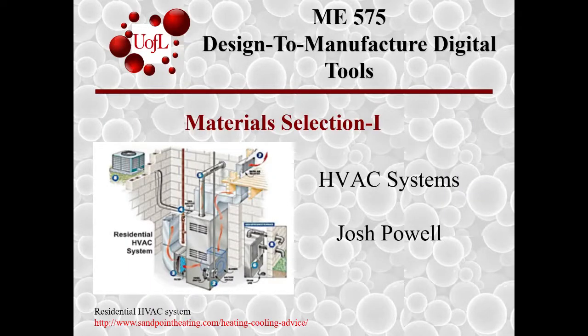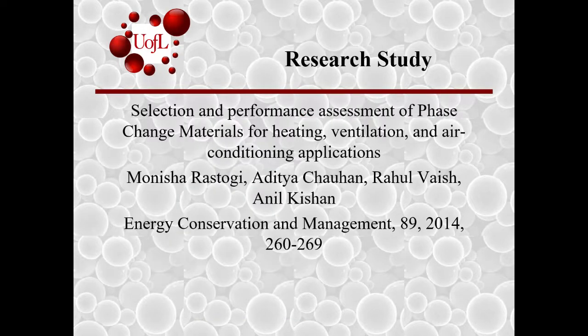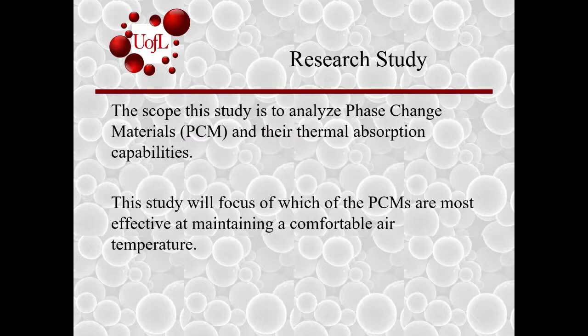Alright, in this study we're looking at HVAC systems. The title of this study is called Selection and Performance Assessment of Phase Change Materials for Heating, Ventilation, and Air Conditioning Applications. Phase change materials are useful for HVAC systems because they're able to store a lot of energy in between their phase changes. In this study, they analyzed the phase change materials, in particular thermal absorption capabilities for maintaining comfortable air conditions. In this study, we're looking at between 17 degrees Celsius and 25 degrees Celsius.